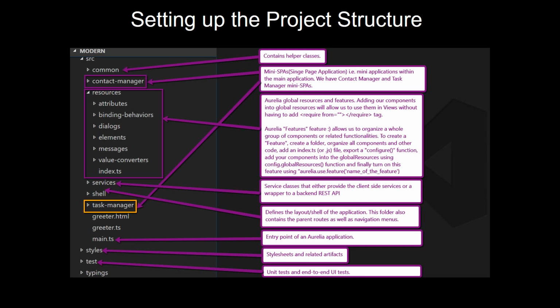Setting up the project structure. Let us talk about how I'm going to organize it, so that we can see how you can put together your view models and other artifacts in a good looking project structure. Let's go over what each and every folder is all about. As you can see, we have a common folder. That's what we want to start with, and that contains some helper classes. We'll figure out what helper classes we want to put in later.